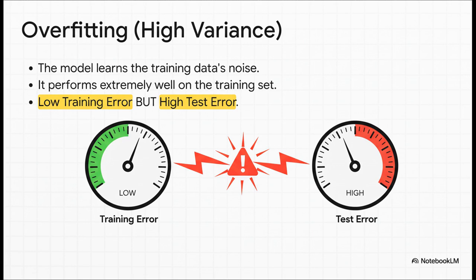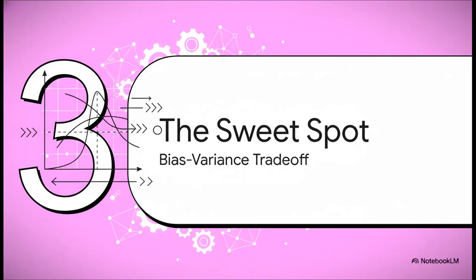The training error is incredibly low because it has essentially memorized every single data point, noise and all. But the second you show it some new, unseen data from your test set, it completely falls apart. That huge gap, low training error but high test error, is the giant red flag for overfitting. And this right here, this is the heart of the problem.